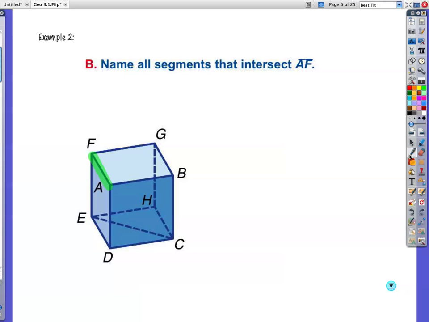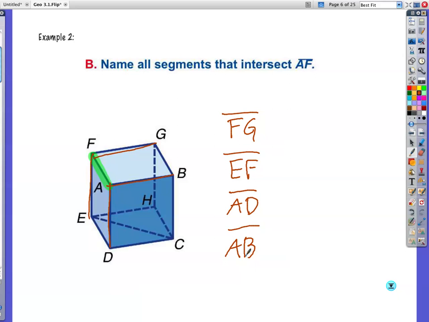So I'm going to write out the segments that run into that. Well, segment FG. I think this segment runs into that as well. So segment EF. And then I think, oh, this segment runs into this as well. So segment AD. And I think this segment right here runs into AF or intersects. So that would be segment AB. I believe that is all that we have that is going to intersect.